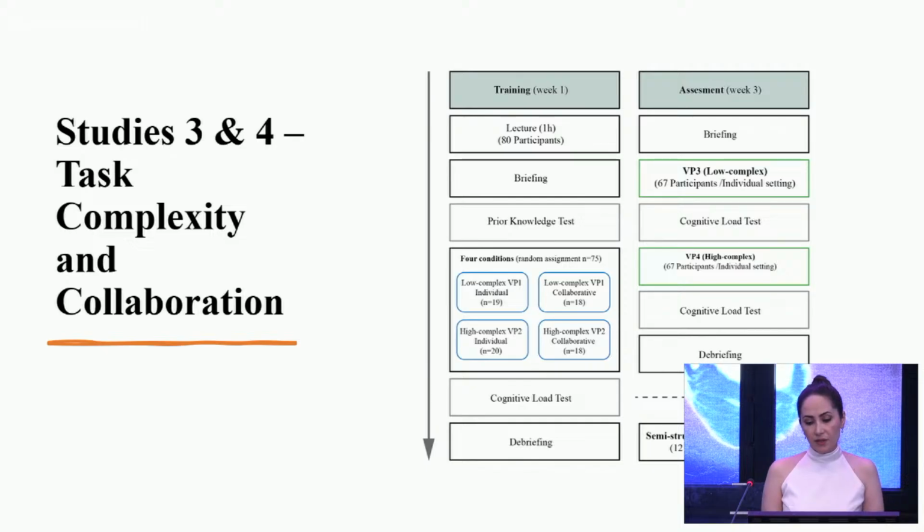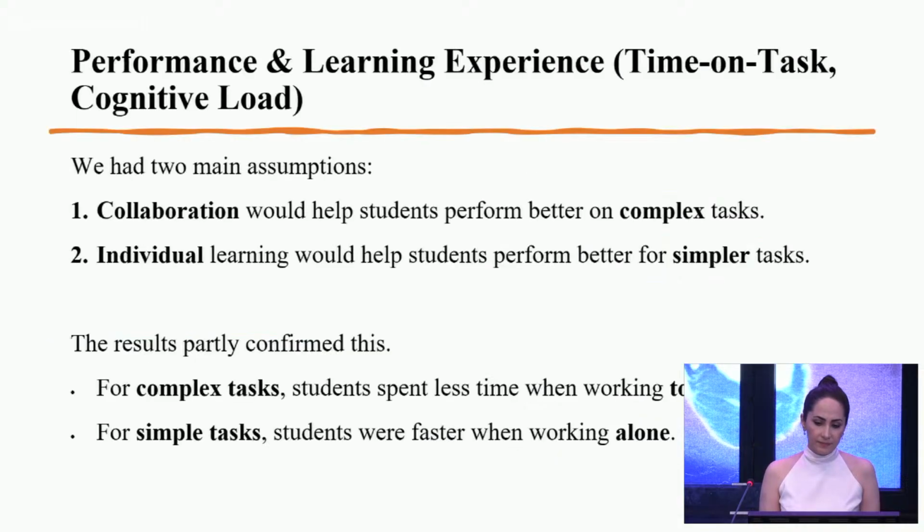Following the virtual patient design, 2 experiments were set up to understand how students learn best with virtual patients. So, studies 3 and 4 focused on 2 main principles: task complexity, simple versus complex cases, and learning mode, individual versus collaborative. We looked at how these factors affect the students' performance, their learning experience in terms of cognitive load and time spent on task, and also their emotions.